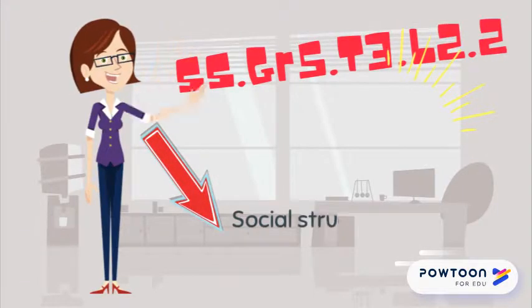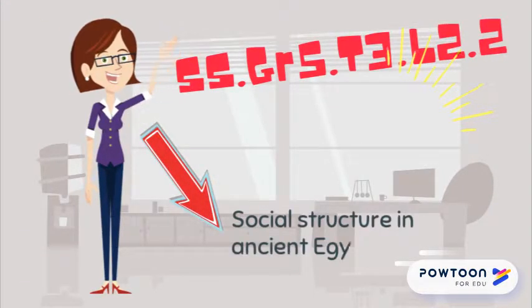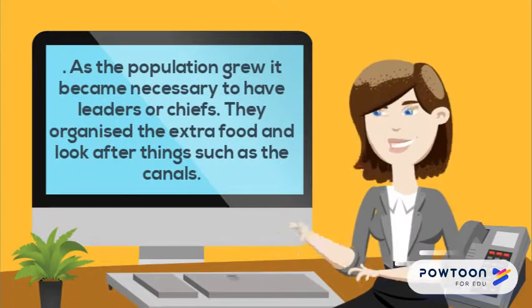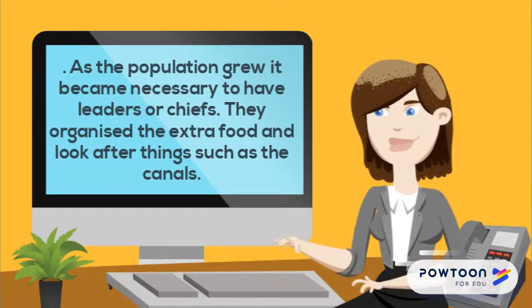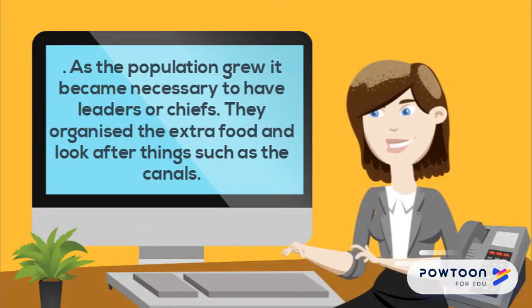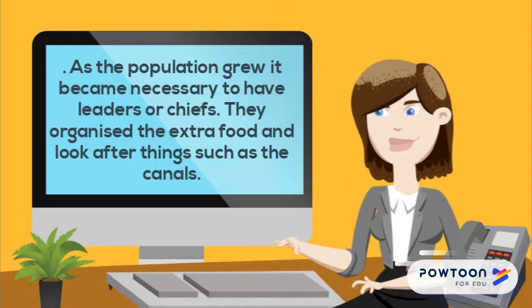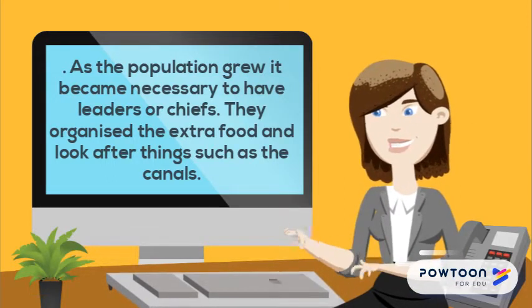Now, wizards, let's continue to look at social structure in ancient Egypt. After plows were invented, farmers were able to produce more food than they needed to feed their families. Therefore, not everybody had to produce food. Some people could do jobs like making pottery, weaving, or leather work. These people could exchange pots or clothes and woven items for food from the farmers.